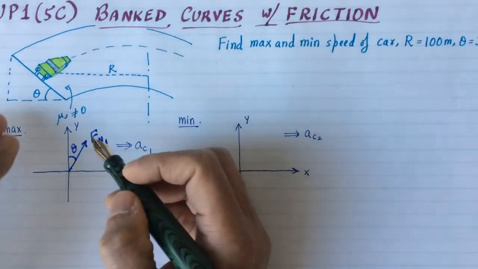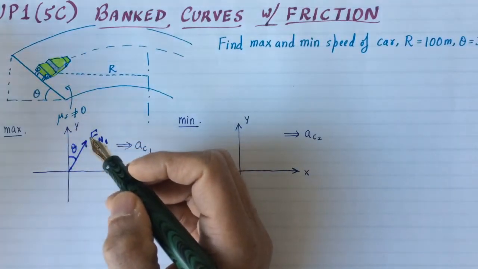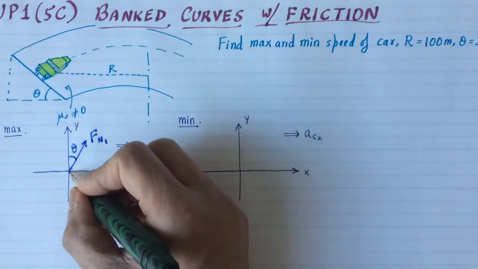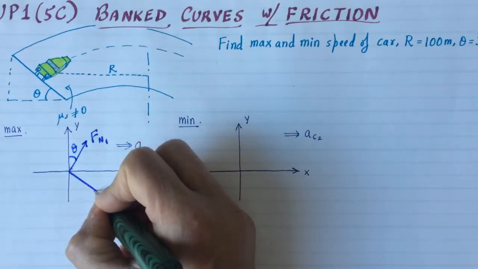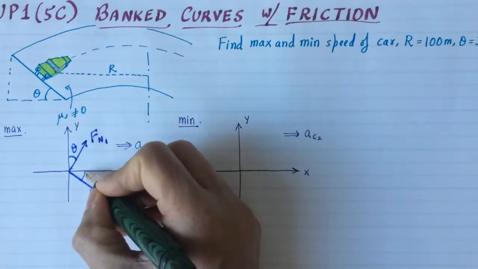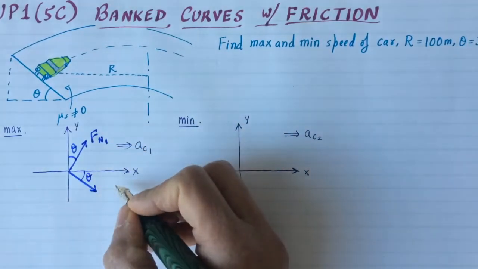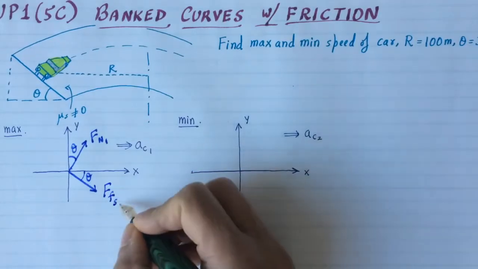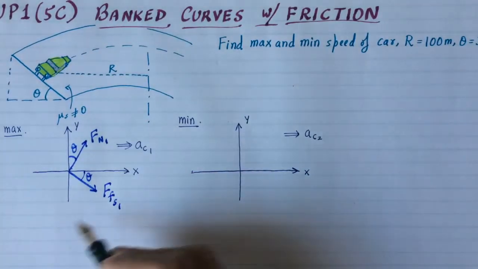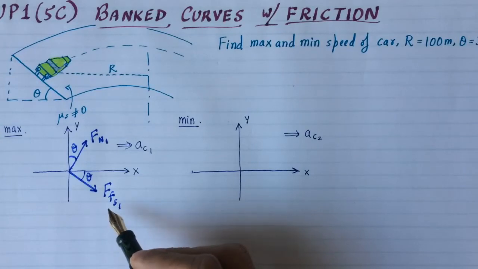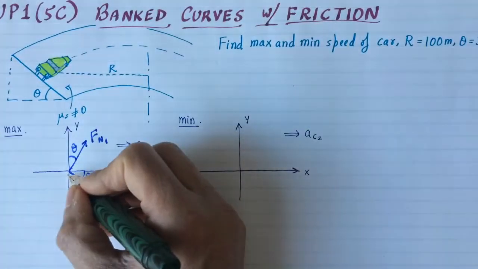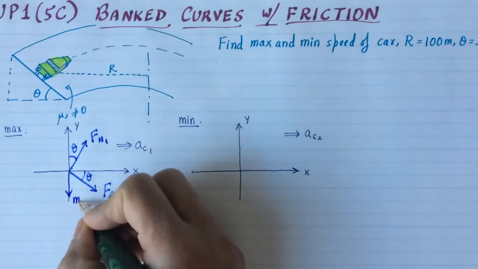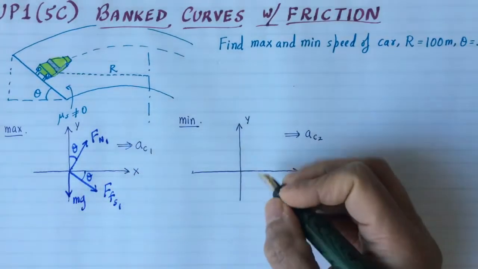Now when the car is going at the maximum speed, it's going to tend to skid in that direction. So the friction force is going to be in the downward direction. That angle is also theta. So I have F sub f s 1. That's the friction force when it's just about to skid. Then there's of course the force of gravity acting down, mg, of the car plus passengers.